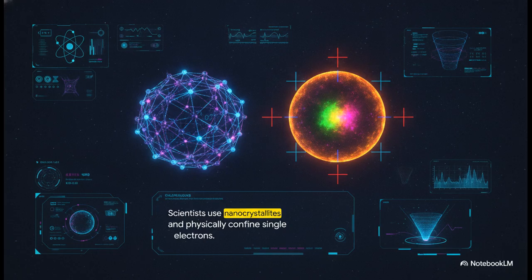Scientists actually build these multidimensional cages in the real world. They create artificial traps using structures called nanocrystallites and quantum dots to literally confine single electrons. As a crazy example, scientists at the University of Washington actually managed to hold a single electron in an artificial trap for months on end. By keeping it caged in these microscopic corrals, they were able to measure its precise properties with staggering accuracy.